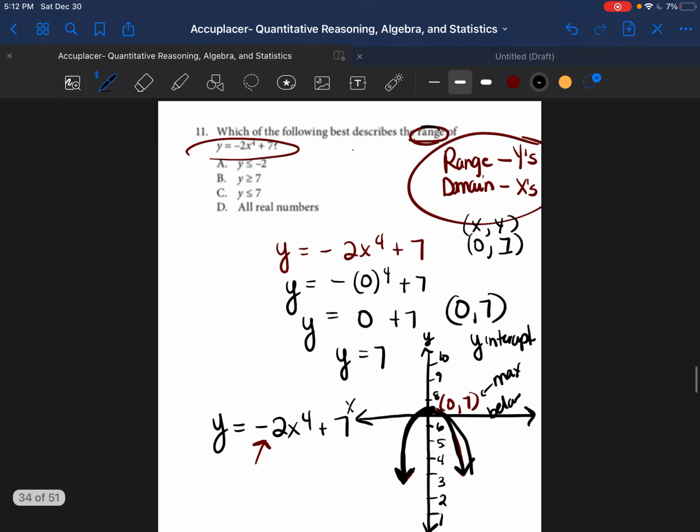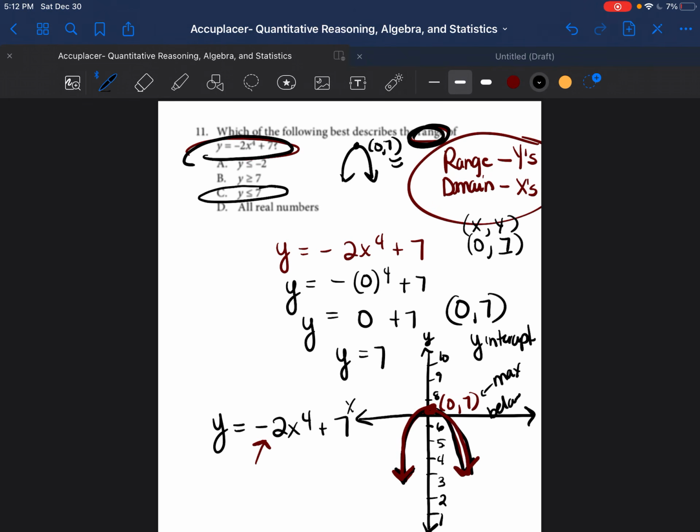So when they ask you what is the range of this going to be, because we know that it's a sad face, and because we know the peak is at 0, 7, and everything else is going to be below y equals 7, so we can say y is going to either be less than or equal to 7. Because it's either equal to 7 or it's going to be less than because the arrows are going down.